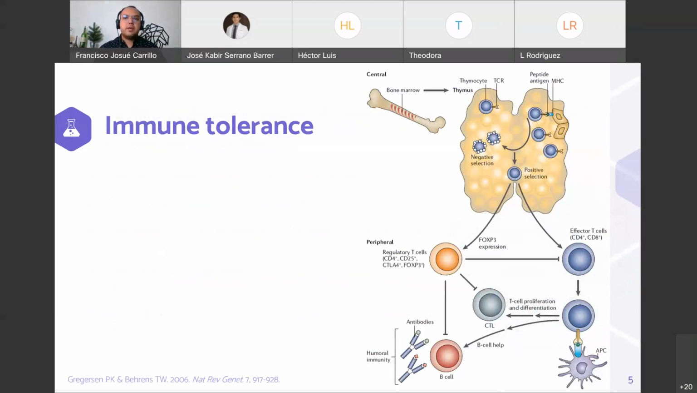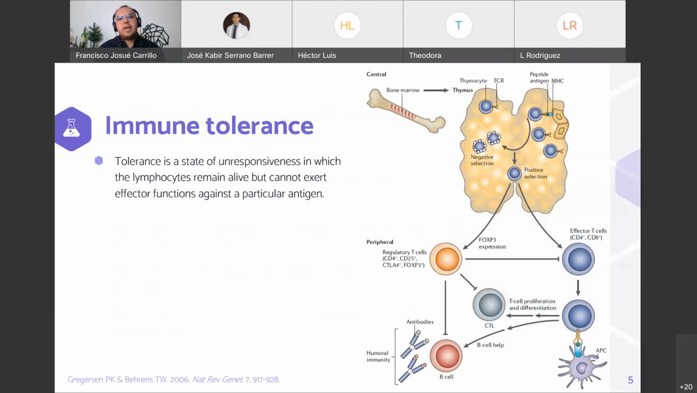So to start talking about autoimmunity, we have to review briefly the mechanisms of immune tolerance. What is tolerance? This is a state of unresponsiveness in which the lymphocytes remain alive but cannot exert effector functions against a particular antigen. We know that the main organ of T cell tolerance is the thymus.